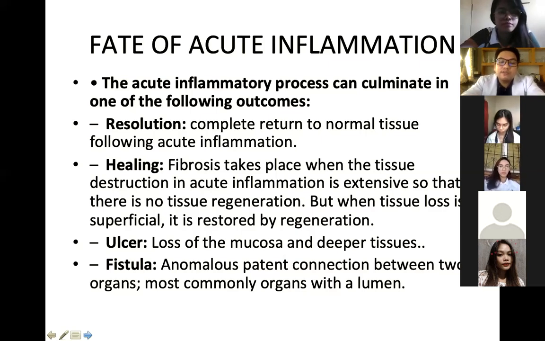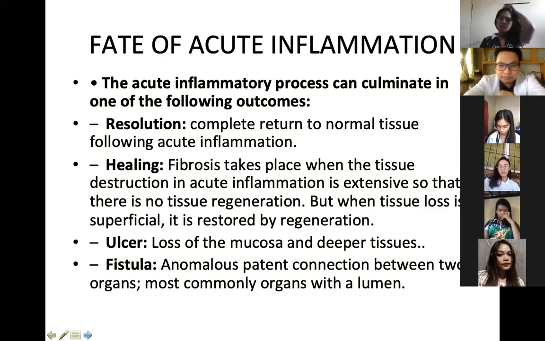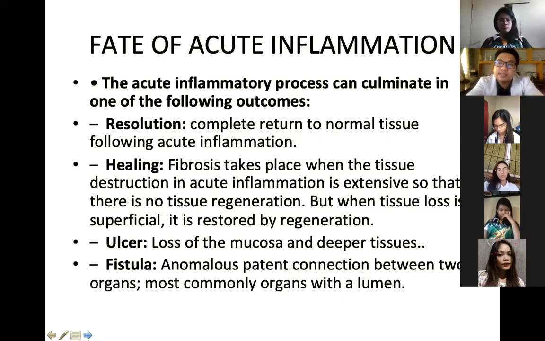Ulcer, the loss of mucosa and deeper tissues. No replacement, the tissue will not become normal again. So, ulcerated siya. Merong depression. Okay? In other, like yung mga hollow tissues like blood vessels, if grave yung injury, magkakaroon ng fistula. It's an anomalous patent connection between two organs, most commonly organs with a lumen. Okay. Fistula, class, is para siyang a space between two hollow organs, like your blood vessels, your intestines.